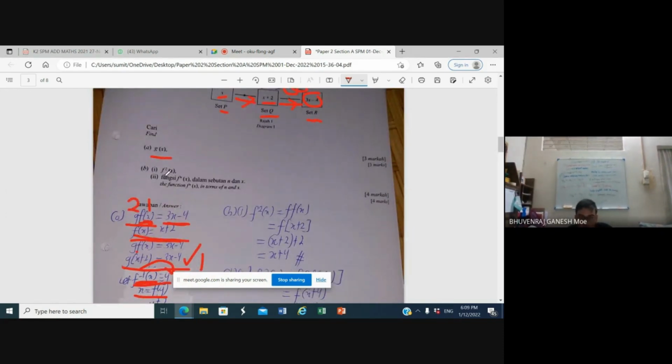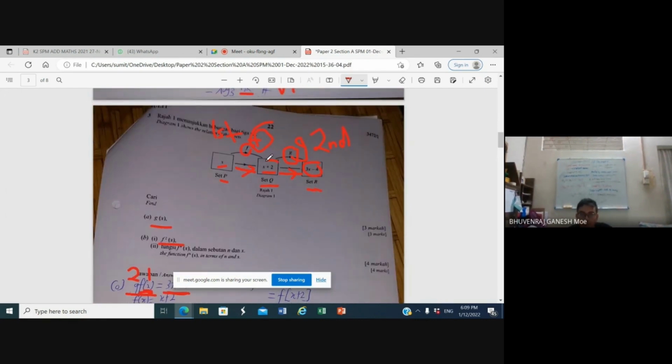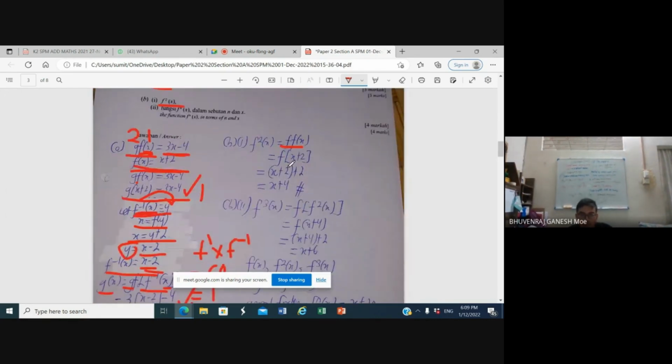So now f square x. They want to find f square x. It means you double up your function f. So f square x is f f x. f f x is f bracket f x. What's your f x? x plus 2 lah. So f bracket x plus 2.